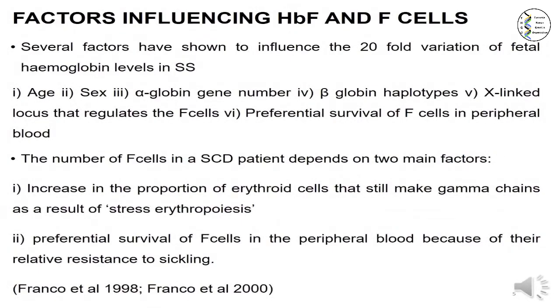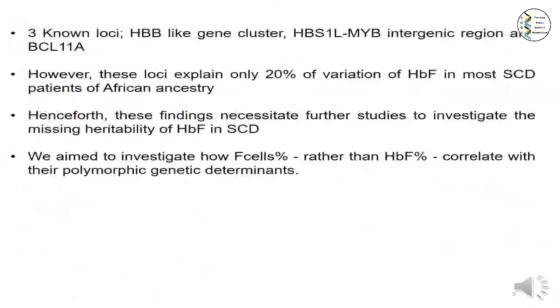Genetic factors are one of the major factors that influence this variation. Previous studies have looked into these genetic factors and identified 3 known loci in chromosomes 2, 6, and 11. However, these loci only explain about 20% of the variation of fetal hemoglobin and F cells seen in most sickle cell disease patients of African ancestry.